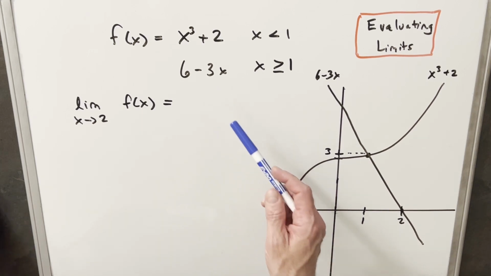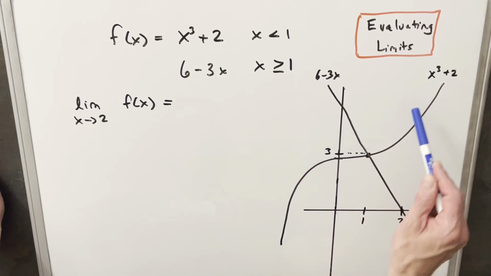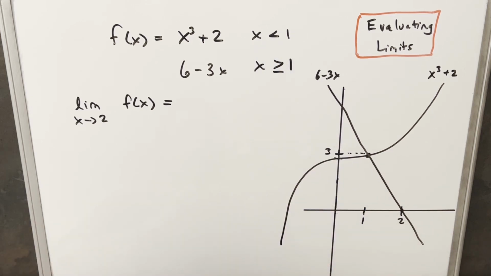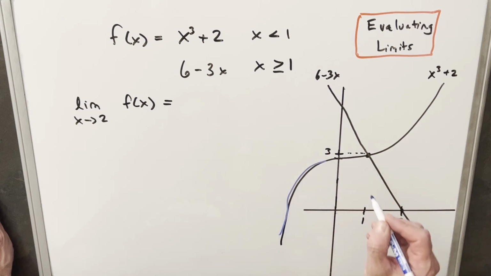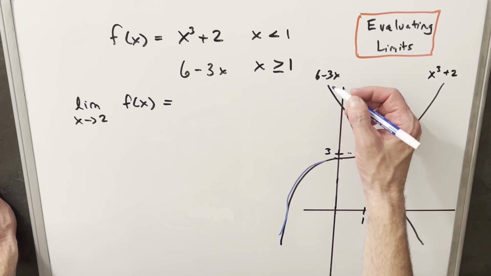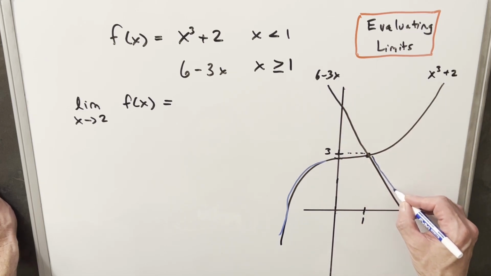So we've defined it in a way, you can tell this is the curve of x cubed plus 2 here, and we defined it so that when x is less than 1, this function is our x cubed plus 2 curve right here. And then when x is greater than or equal to 1, it's just going to be this line 6 minus 3x. So it's going to be defined down in this region.